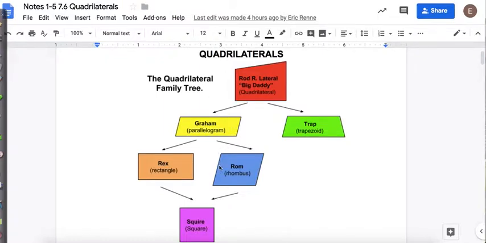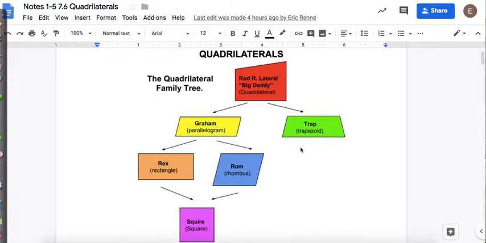So once upon a time in the land of Pelagonia, there lived a shape named Rod R. Lateral. Everyone called him Big Daddy. There was really nothing special about him except that he had four straight sides. He had two offspring, Graham and Trap. So yellow is Graham and Trap is the green.